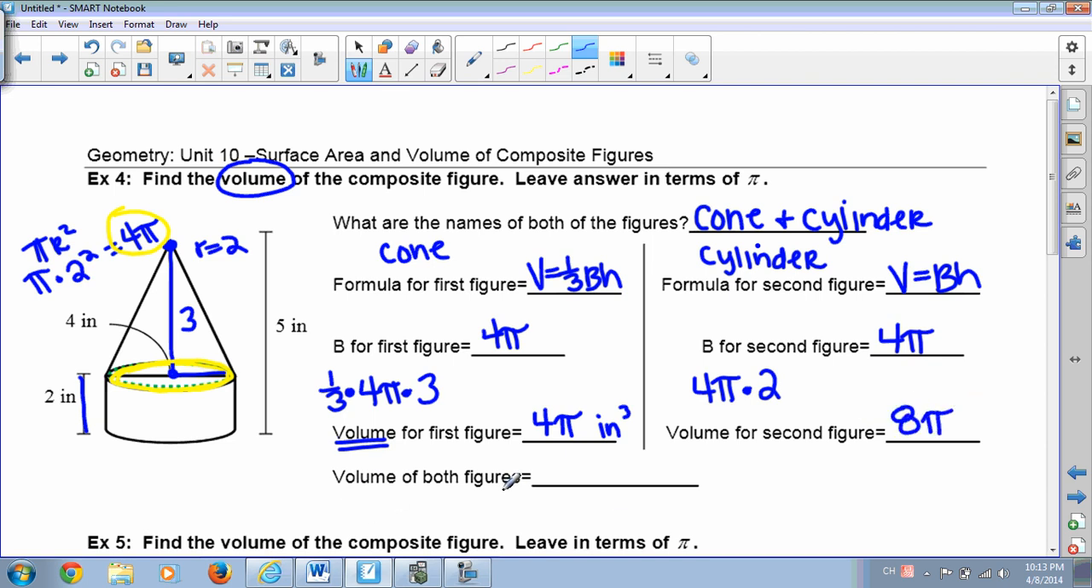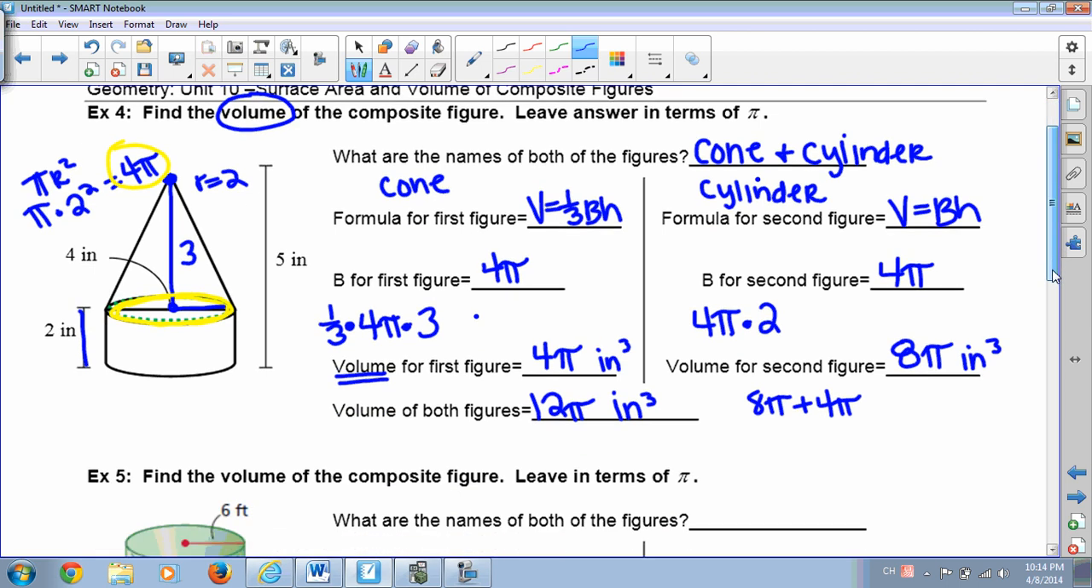So the volume of both the figures, when we add them together, because we want both the cone and the cylinder together, 8 pi plus 4 pi is obviously 12 pi. Inches cubed is the volume of both figures.